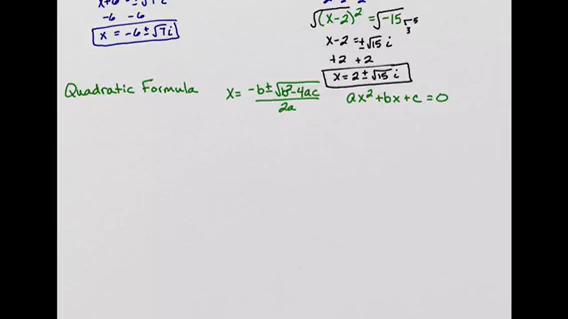Negative b plus or minus the square root of the quantity b squared minus 4ac, b squared minus 4ac, all over 2a, all over 2a.